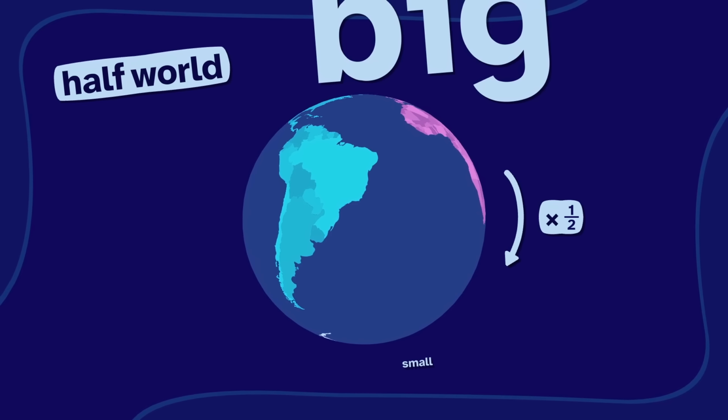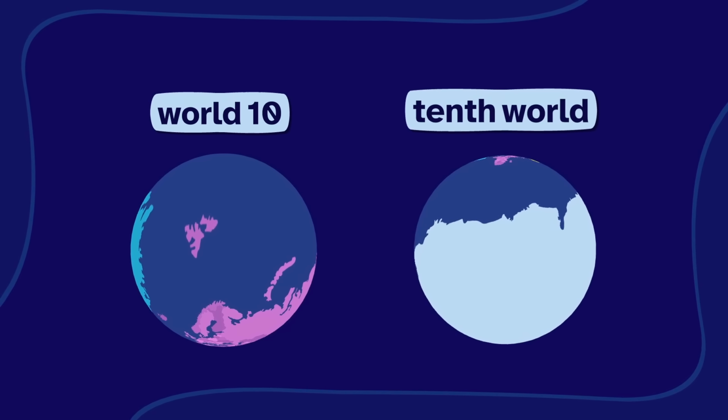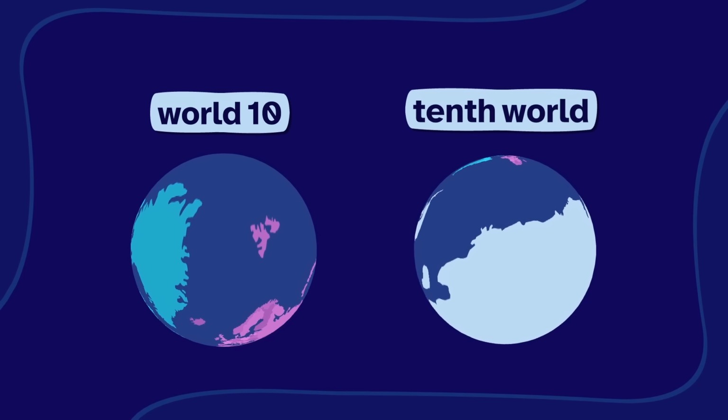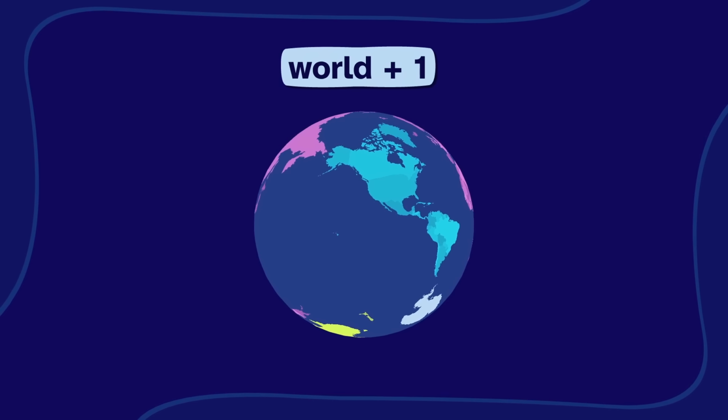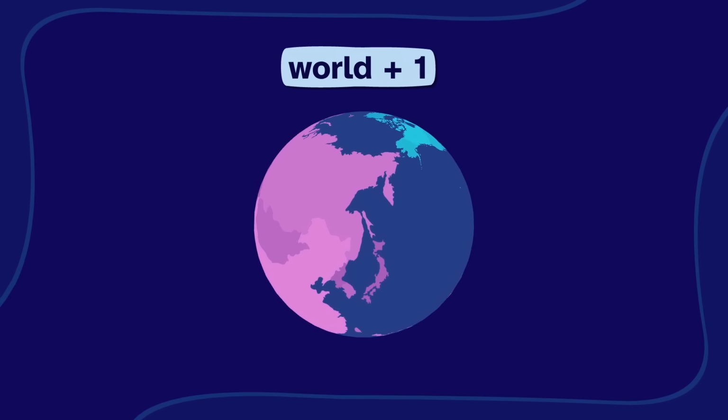And for some extreme examples, here are world 10 and 10th world. These are fun, but they're quite uniform. We get a more lopsided result with world plus 1. Turtle Island is tiny, while Asia is huge.